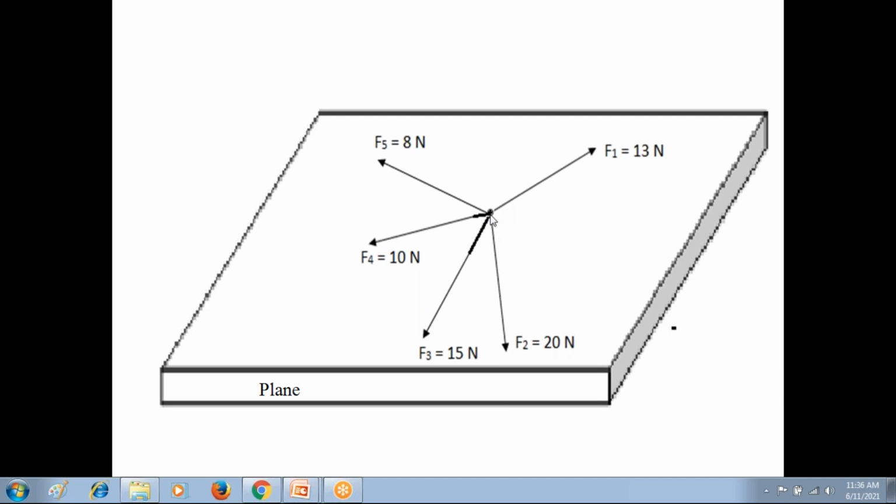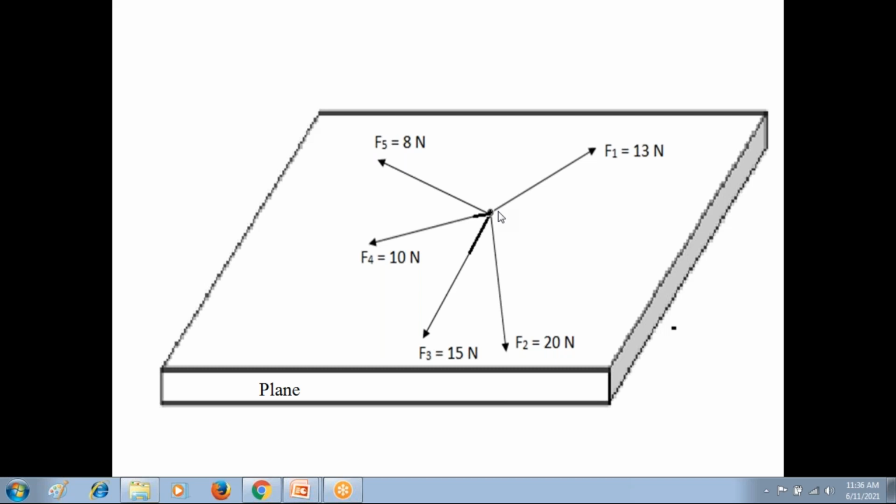First force point of application, second force point of application, third force point of application, fourth force point of application, fifth force point of application. All forces having the same point of application is called concurrent. That is the meaning of concurrent. Concurrent means all forces are having the same point of application. So in the diagram, the forces are acting on the same plane, that is coplanar. All forces are acting at the same point of application, that is concurrent.